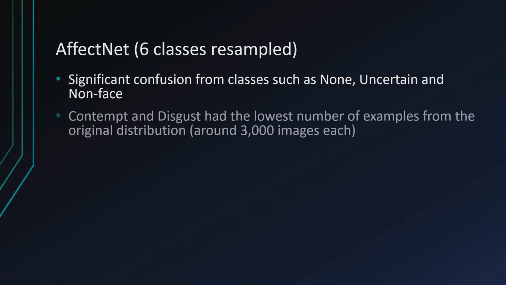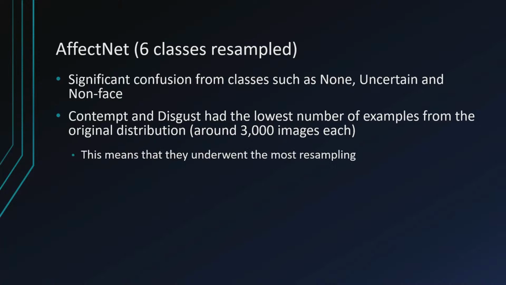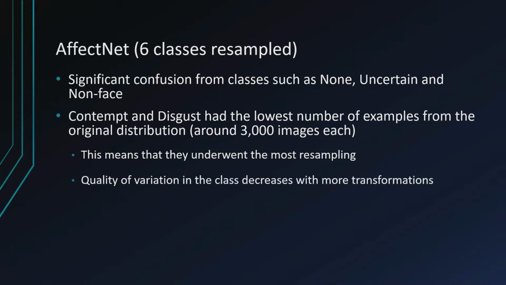And secondly, content and disgusted, which had the lowest number of examples from the original distribution, were resampled the most, and so the quality of variation in these classes was decreased. This is because even though there were more examples, the examples were the same feature sets, just in different orientations or different colors. Now, with emotion, where there are many minute variations within each class, it is important that we learn more different variations in order to improve the quality of our model.